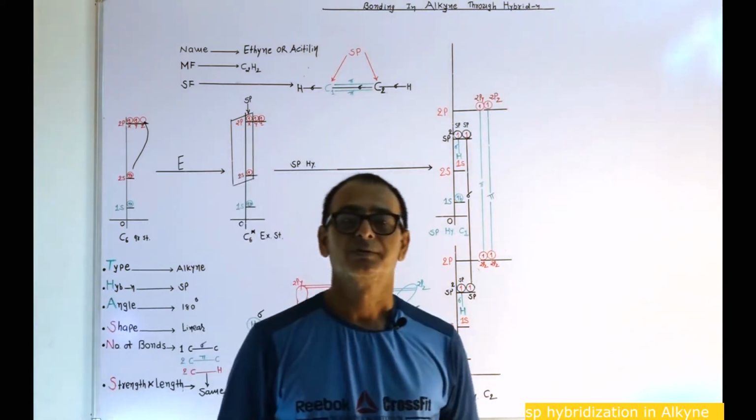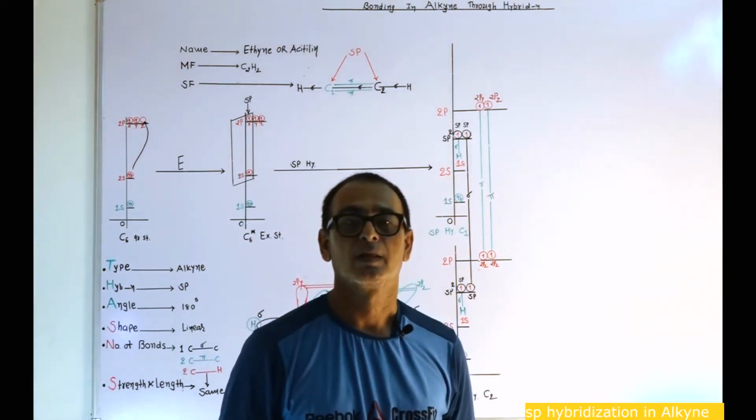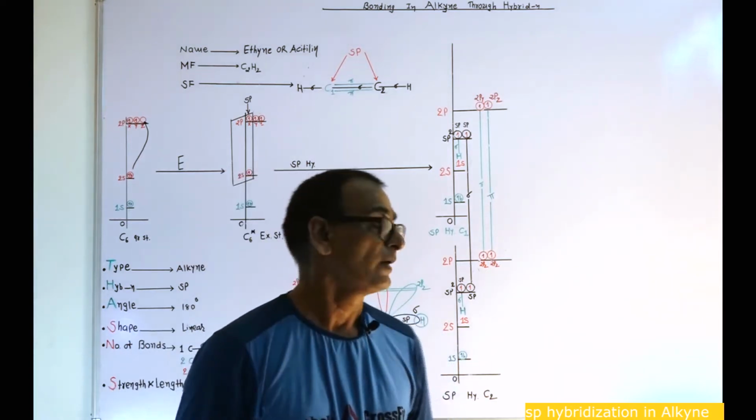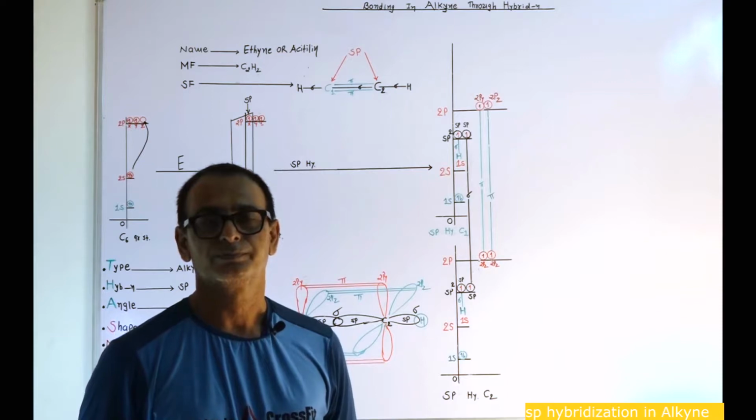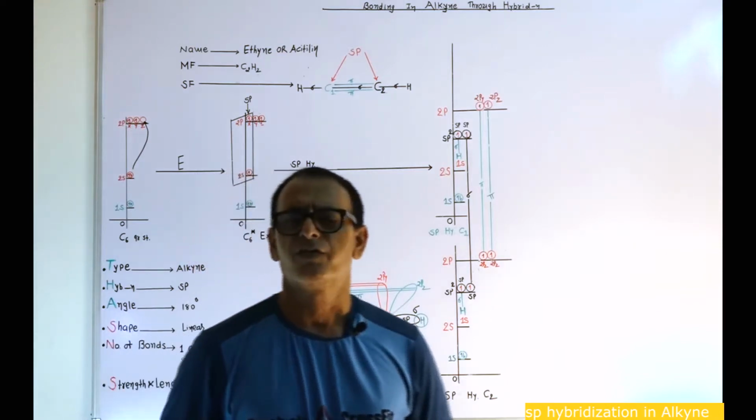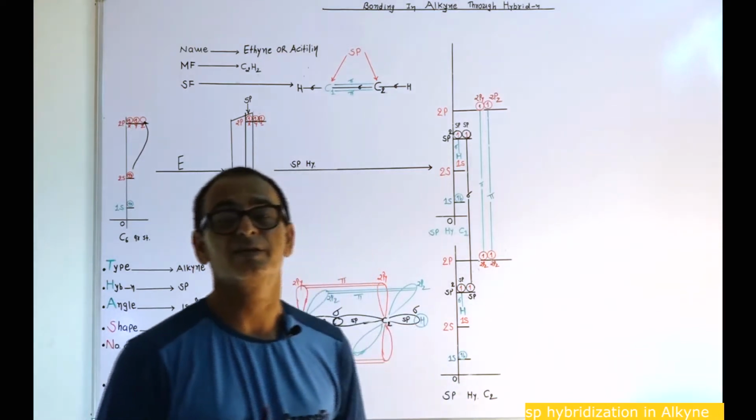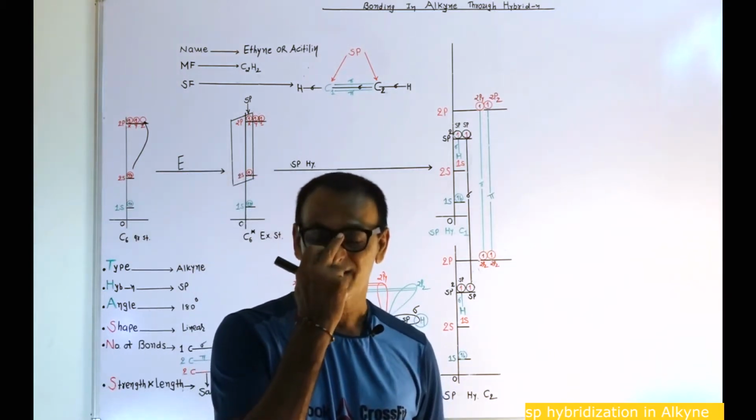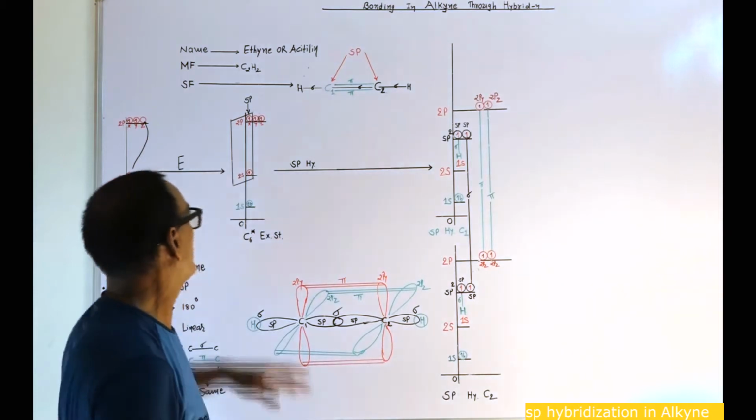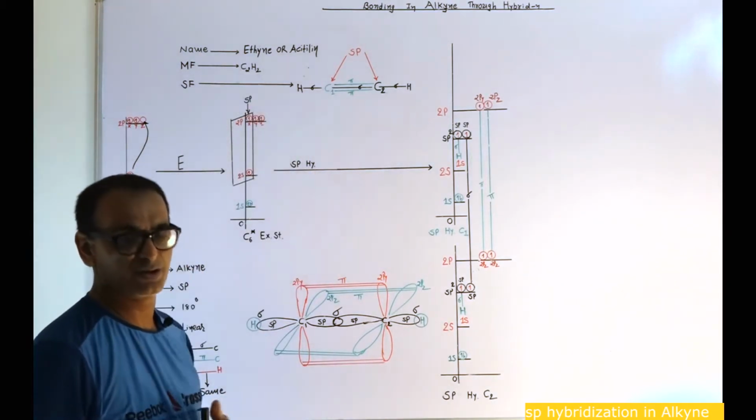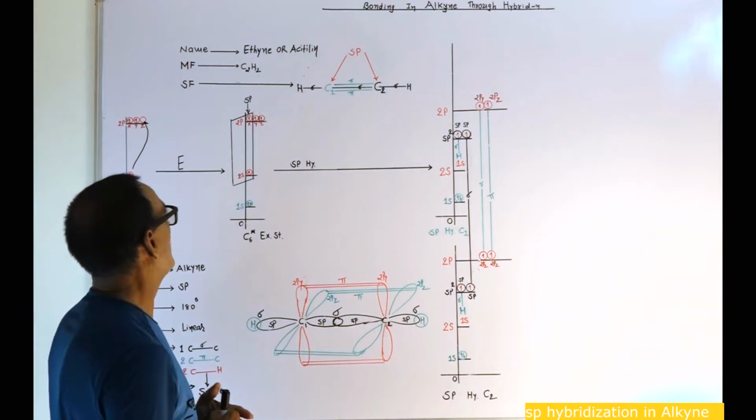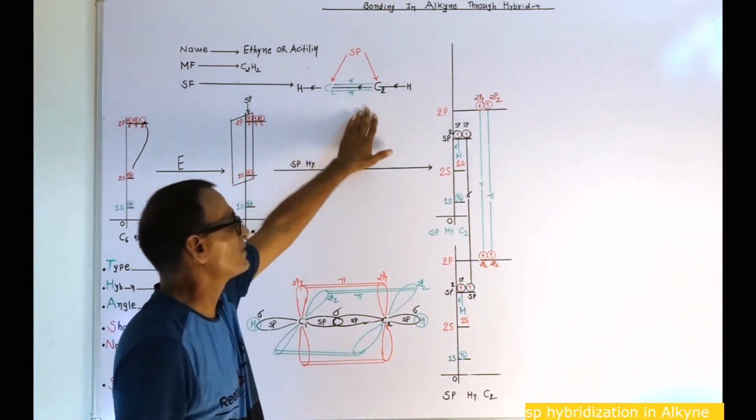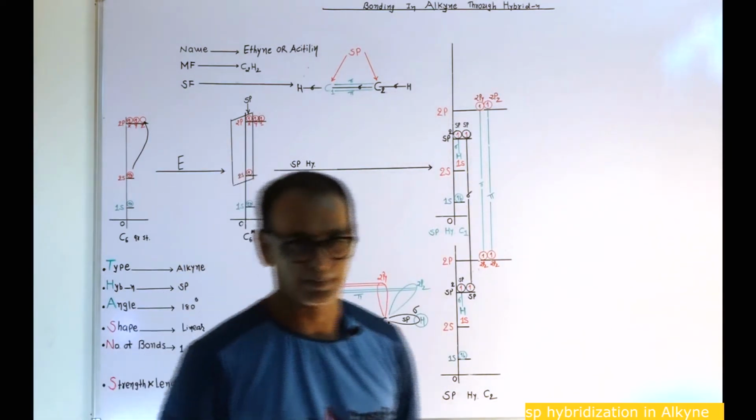Okay friends, today our point is to understand the bonding in alkyne compounds. The first member of the alkyne series is ethyne. Its commercial name is acetylene. Its molecular formula is C2H2 and its structural formula is H single bond C, triple bond C, single bond H.